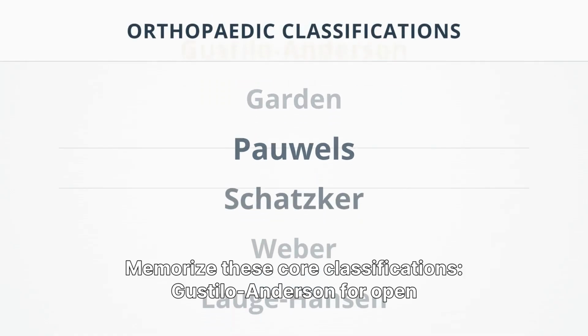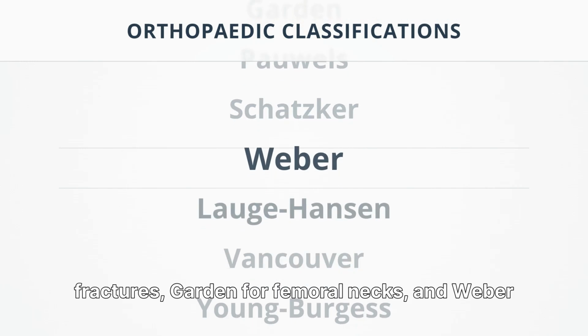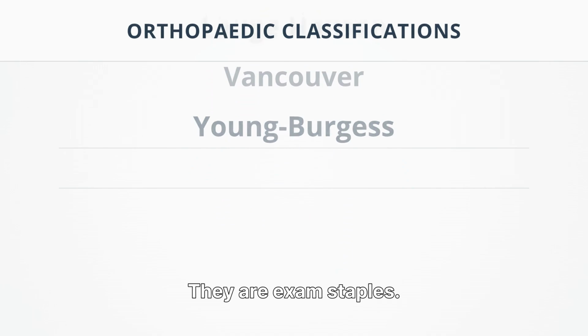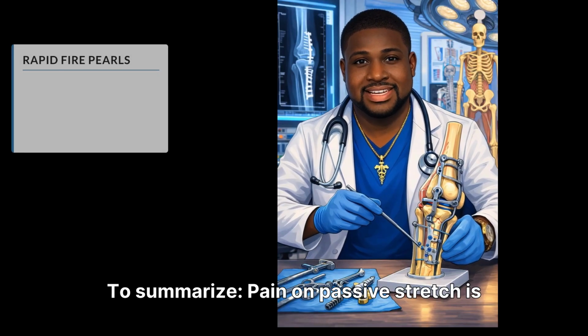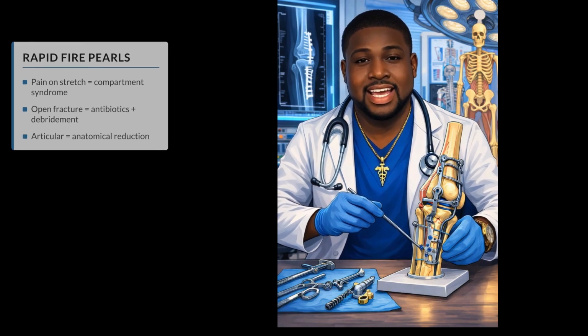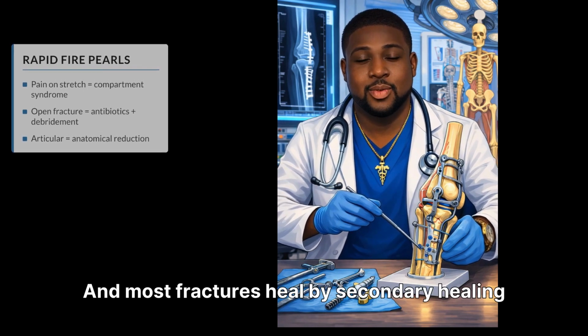Memorize these core classifications: Gustilo-Anderson for open fractures, Garden for femoral necks, and Weber for ankle fractures. They are exam staples. To summarize, pain on passive stretch is compartment syndrome. Articular fractures need anatomical reduction, and most fractures heal by secondary healing with callus.